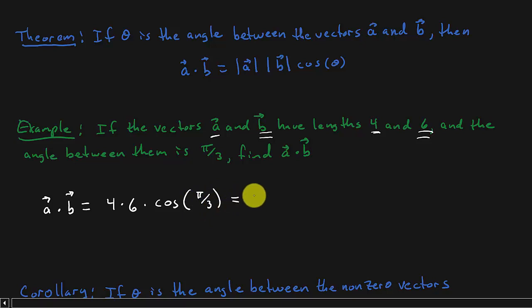And so that's going to be 4 times 6 times the cosine of pi over 3. That's 1/2, and so we would get 12. That's the dot product of those two vectors.